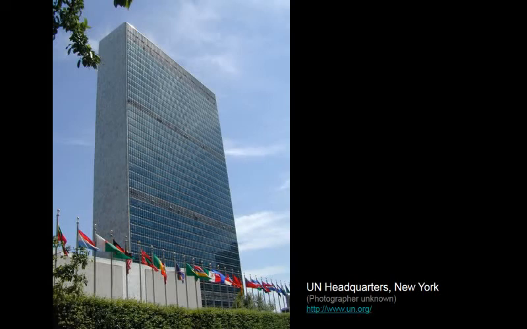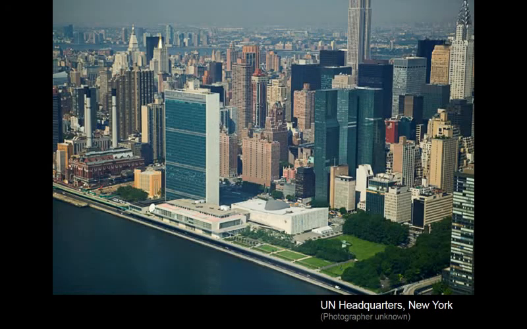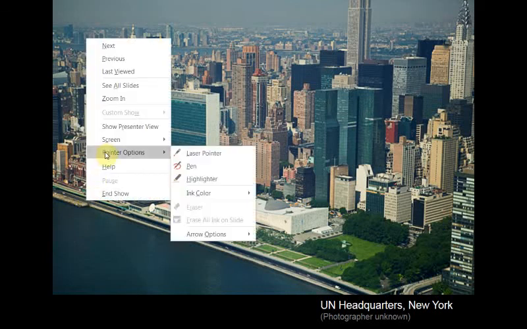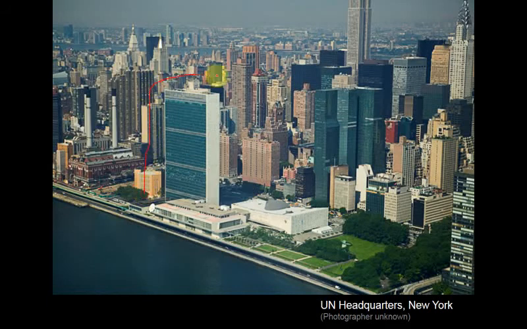And the headquarters in New York. You can see the building there is the United Nations, and then the next picture I'm going to show you is the General Assembly, which is the building just to the right of it, much smaller.